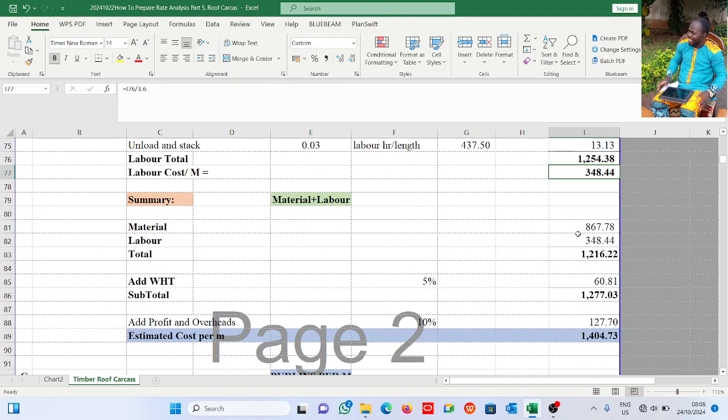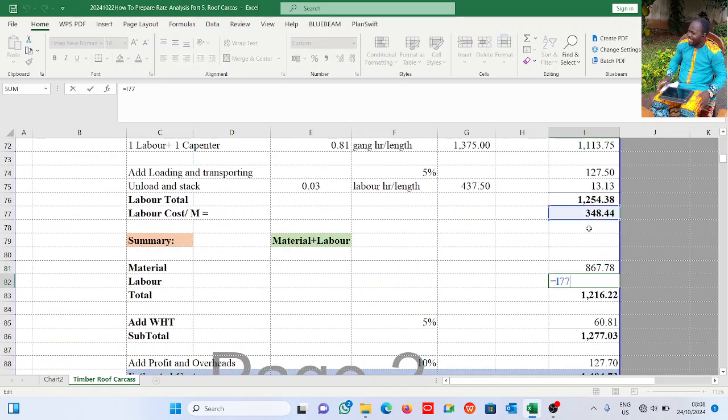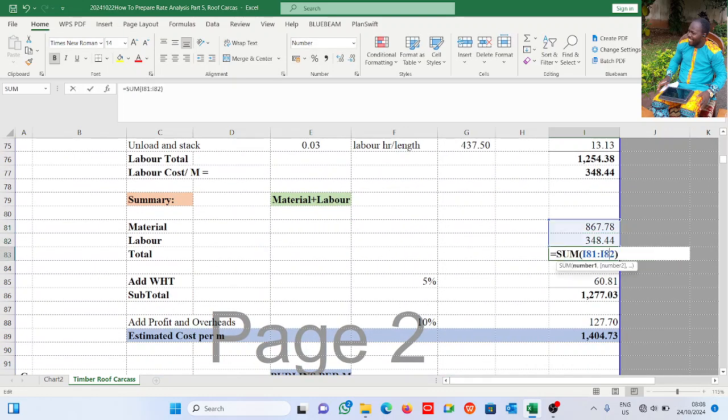Material and labor. Material is this, see it here, right? Our labor is this, what we just did here. This is the sum. Then we add withholding tax, then we add our profit and overhead.